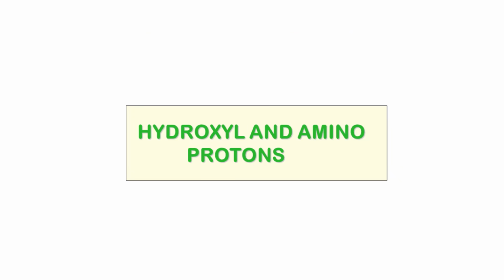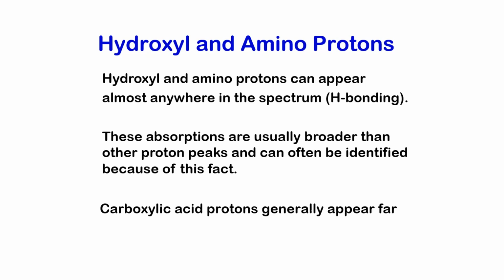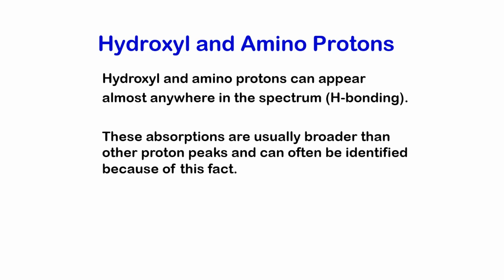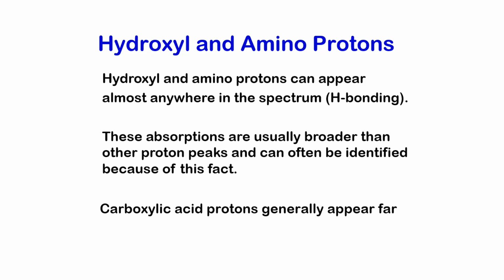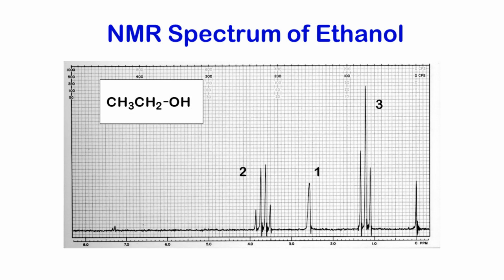Finally, let's discuss hydroxyl and amino protons and their unique NMR characteristics. Hydroxyl and amino protons can appear almost anywhere in the spectrum due to hydrogen bonding. These absorptions are usually broader than other proton peaks. Carboxylic acid protons generally appear far downfield near 11 to 12 ppm. This is the NMR spectrum of ethanol, highlighting the peaks for hydroxyl and amino protons.